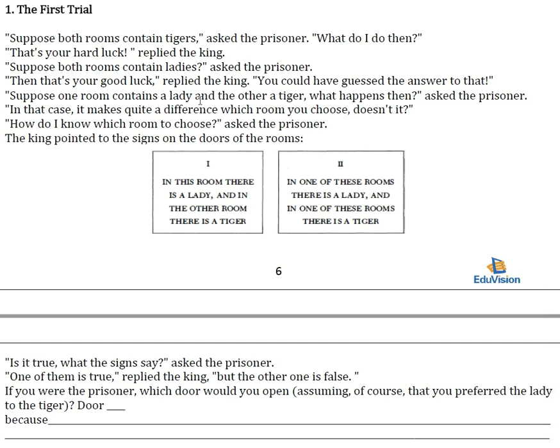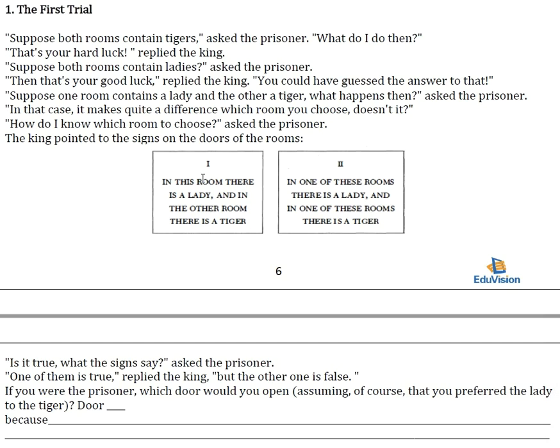Suppose one room contains a lady and the other a tiger. What happens then? Asked the prisoner. In that case, it makes quite a difference which room you choose, doesn't it? How do I know which room to choose? Asked the prisoner. The king pointed to the signs on the doors of the rooms. So you have the two signs. There's only two rooms and two signs. So this is a much simpler version.